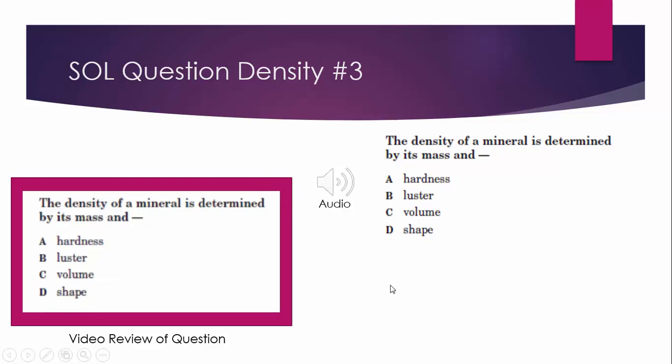The question here is asking you, what two values do you need in order to find the density? If you go back and remember, density equals mass divided by volume. So the correct choice here would be C, volume.